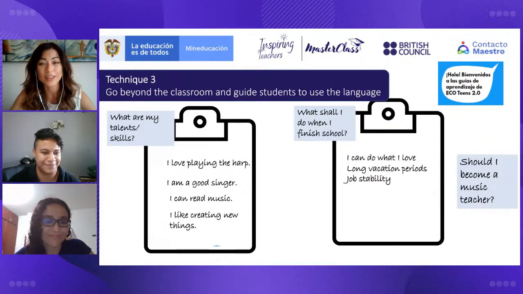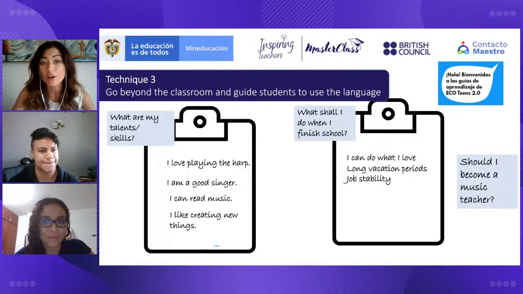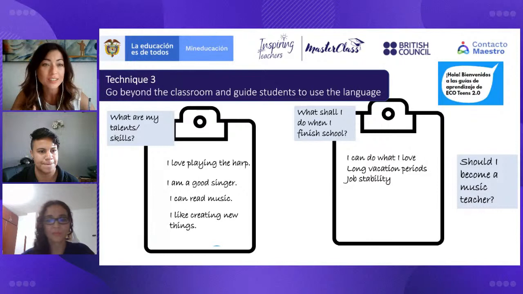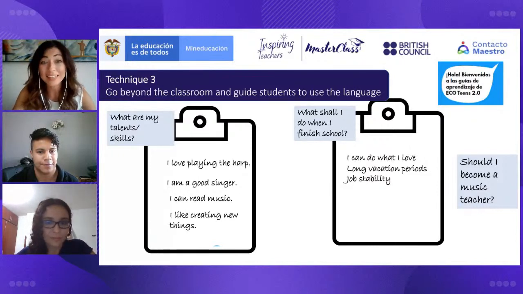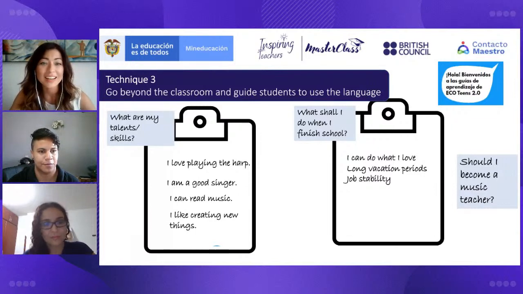Yes, that is true. That's why it is also important to plan our classes and make activities engaging, right? Because of course there is an age difference, and probably what they like is different from what we think they like or what we like. So engaging activities is key.